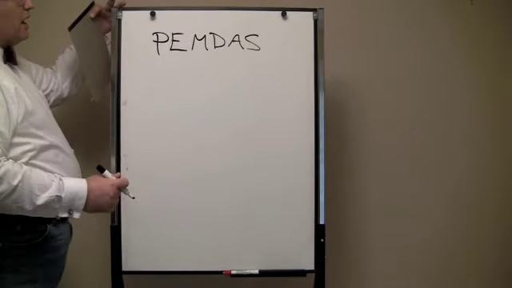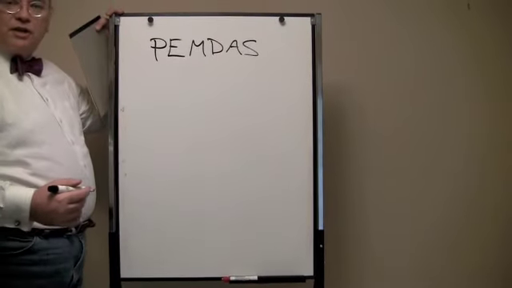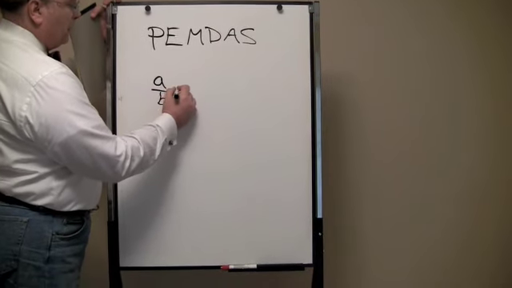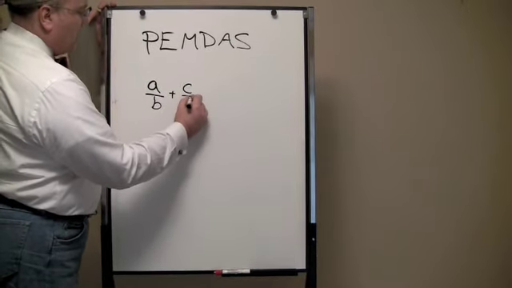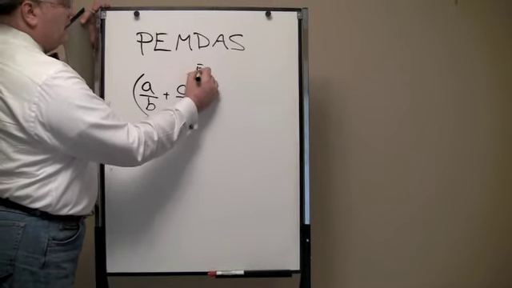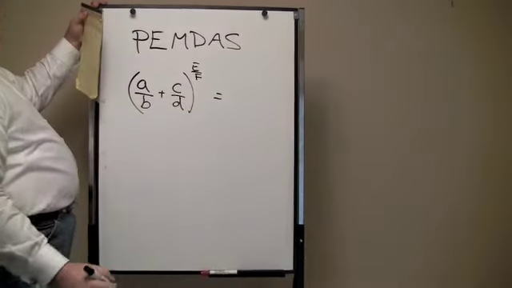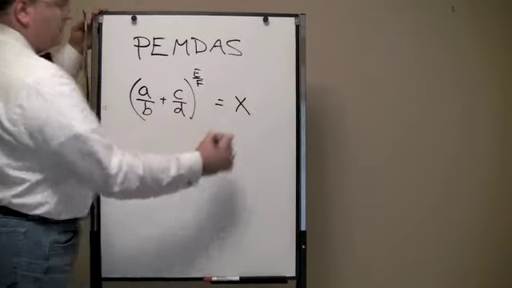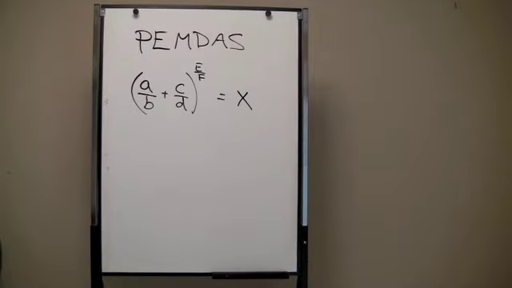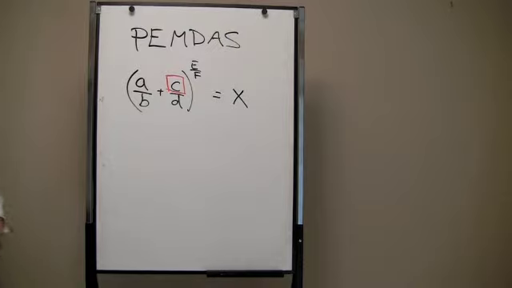Let's assume that we have a very general form of an algebraic equation that we want to solve, of the form (a divided by b plus c divided by d), all raised to the power of e divided by f, and let's assume that that is equal to x. What we want to solve for in this equation is what c is.